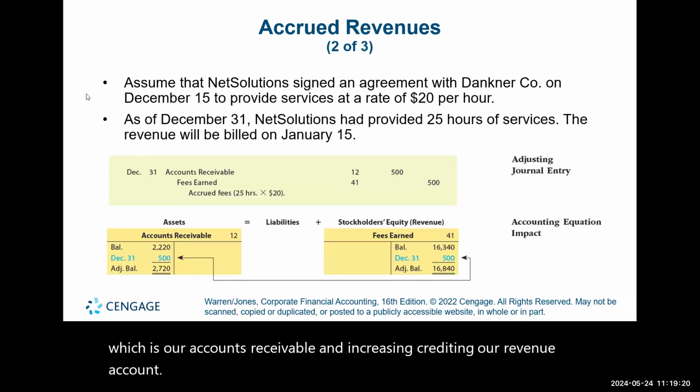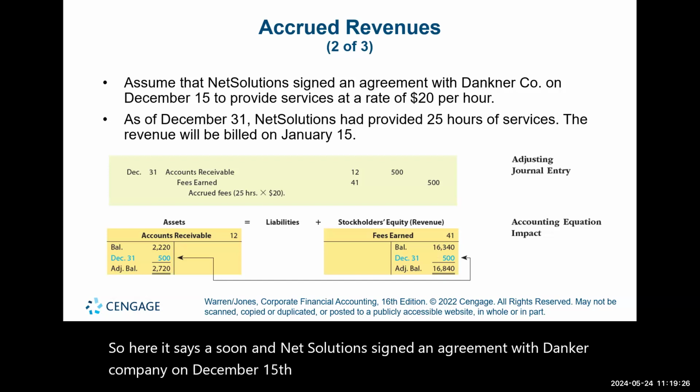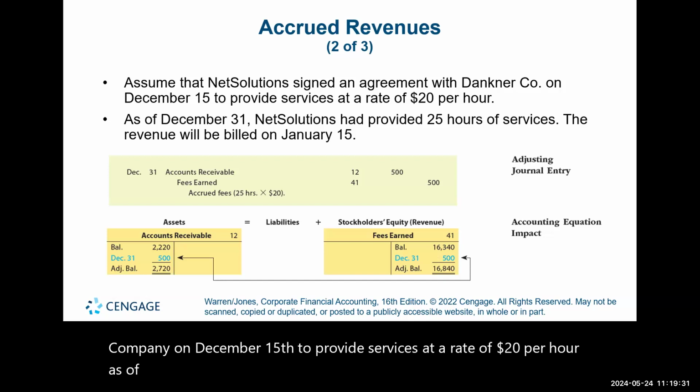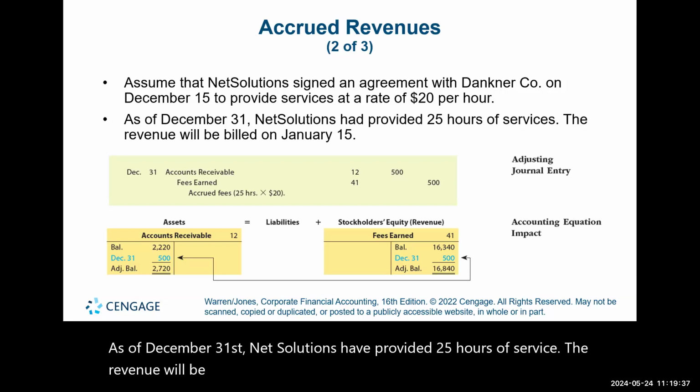So here it says, assume that Net Solutions signed an agreement with Danker Company on December 15th to provide services at a rate of $20 per hour. As of December 31st, Net Solutions has provided 25 hours of service. The revenue will be billed on January 1st.